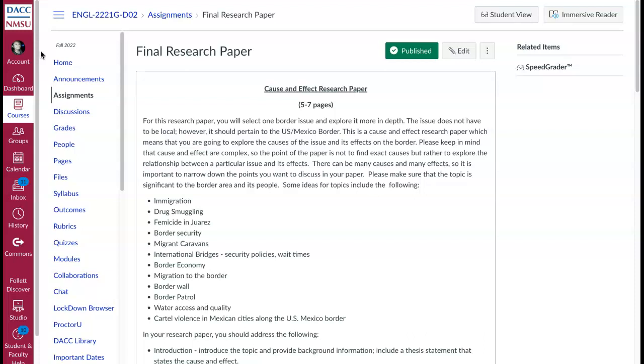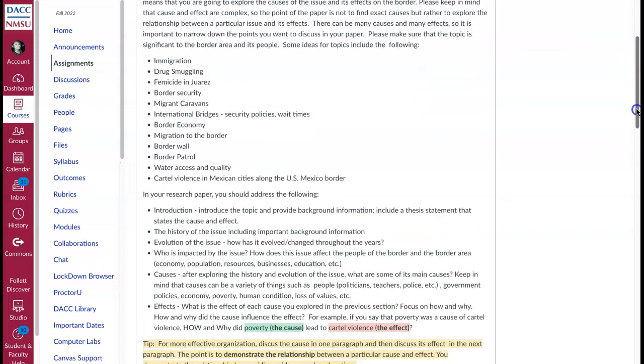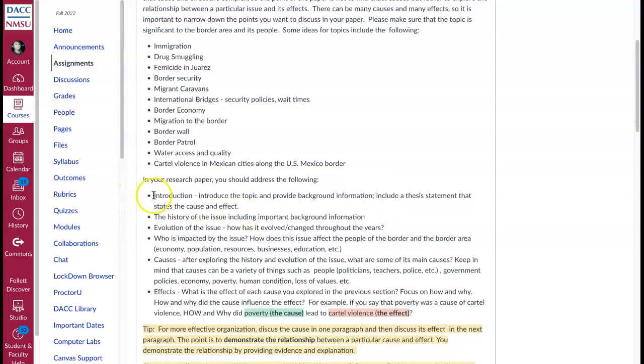However, you want to choose a topic that is complex enough that you can discuss in 5 to 7 double-spaced pages. So that is what the purpose of the paper is about. I do list some topics here, which I will get into in a few minutes. But I do want to point out that I basically outlined the essay for you. So when you look at the essay, you want to try to organize it this way. First, you want to have an introduction.